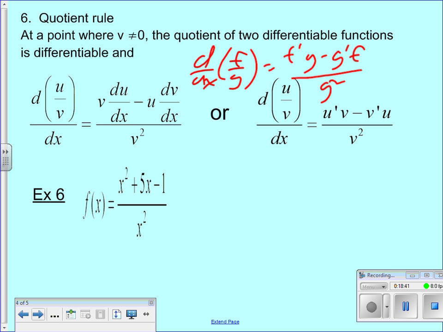Okay. Yeah, it's the derivative of the first term. First derivative of the numerator times the denominator minus the numerator times the derivative of the denominator all over the denominator squared. So, to work the example.